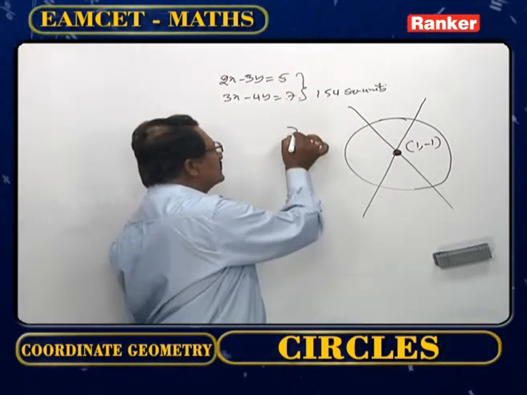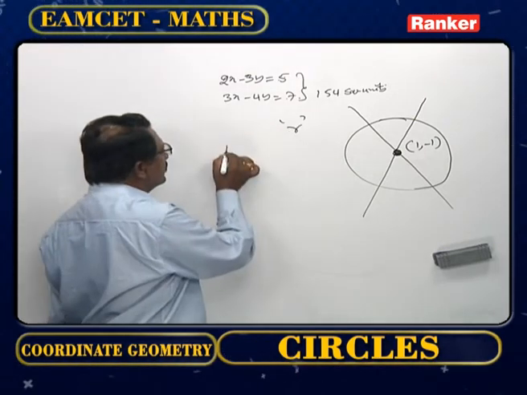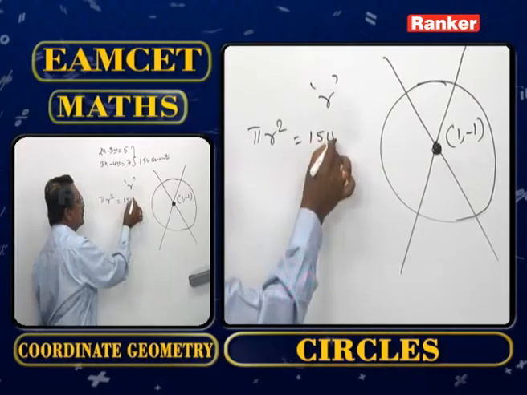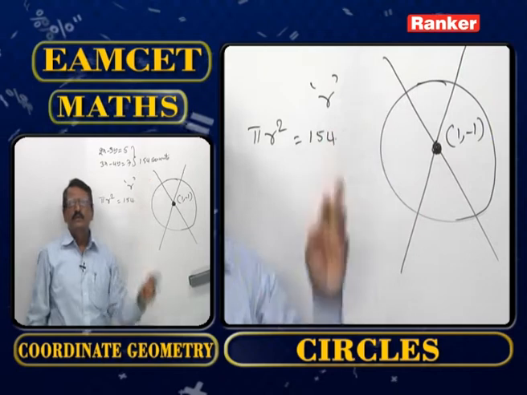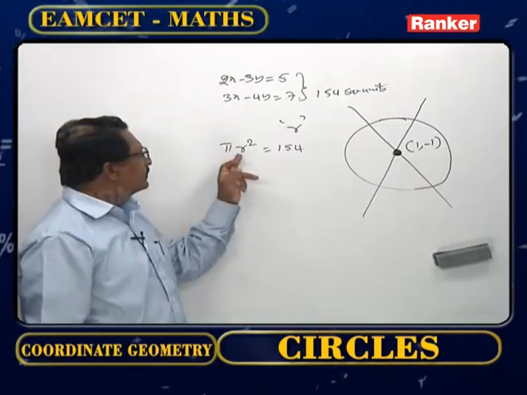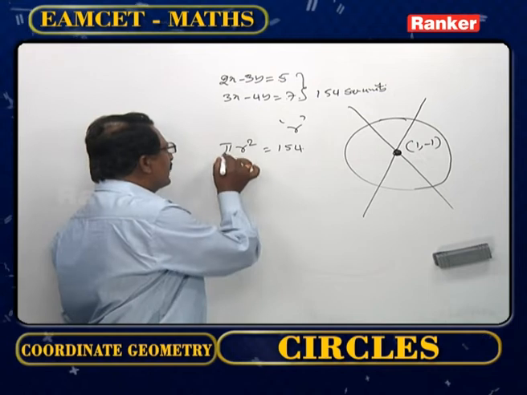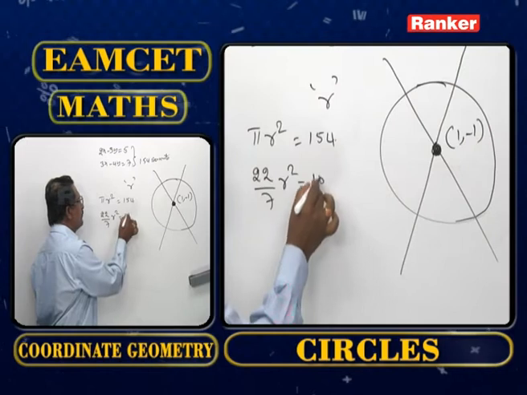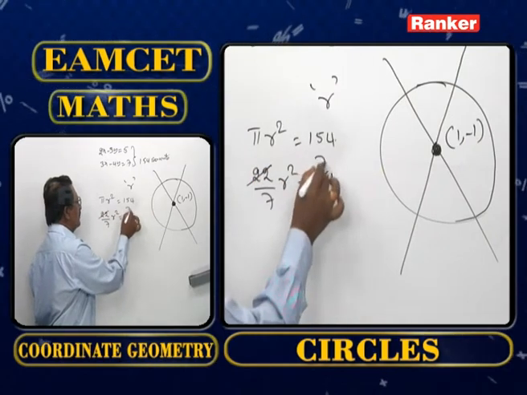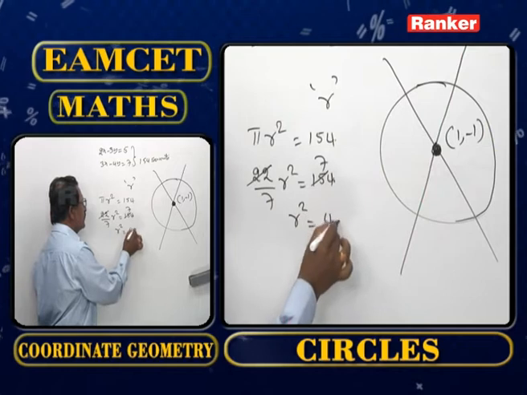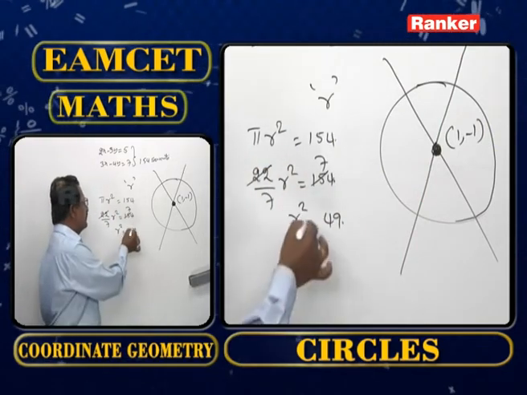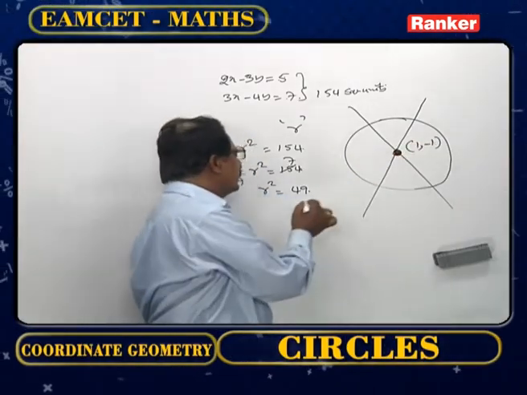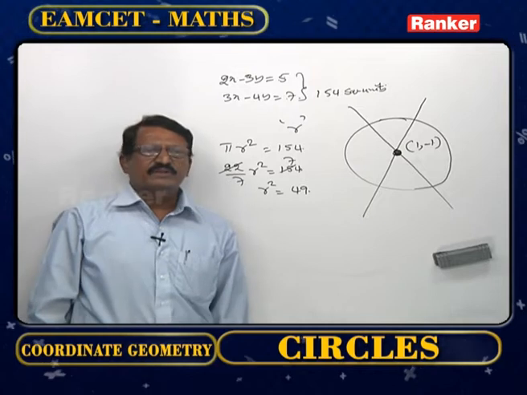If the radius of the circle is r units, then the area of the circle equals pi r square. Given the area 154 square units, pi r square equals 154. The value of pi is 22 by 7, so 22 by 7 times r square equals 154. The 22 by 7 cancels, so r square equals 49, and the radius of the circle is 7. Center 1 comma minus 1 and radius 7 units give the required equation of the circle.